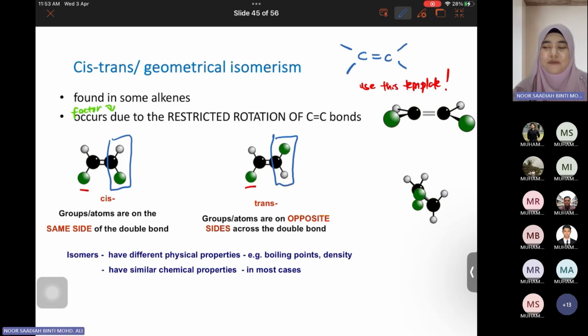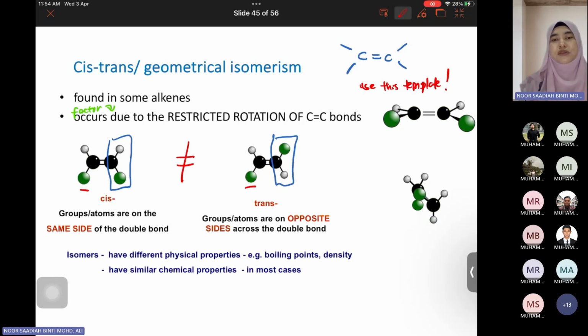So these two compounds are said to be different compounds, and this is proven by their properties. Usually cis and trans isomers have different physical properties, for example in terms of boiling point and density. Whereas chemical properties, in most cases, are the same because they have the same functional group. If you still remember, the functional group gives the chemical properties.